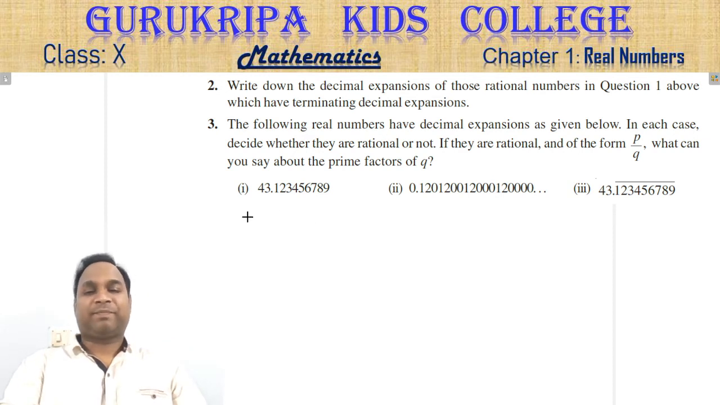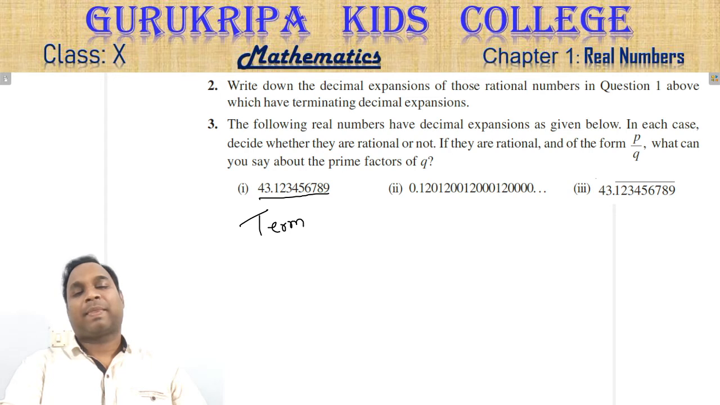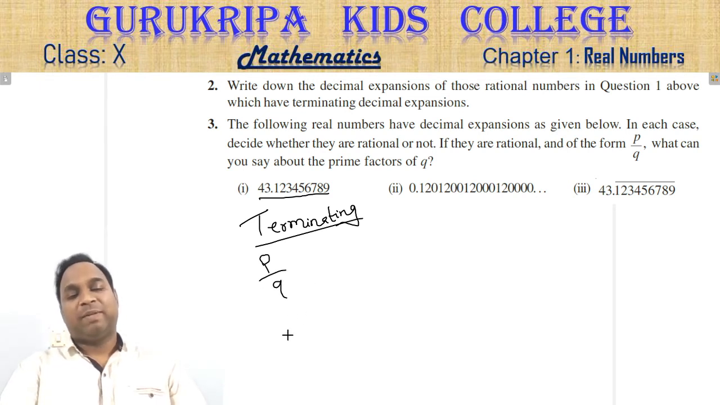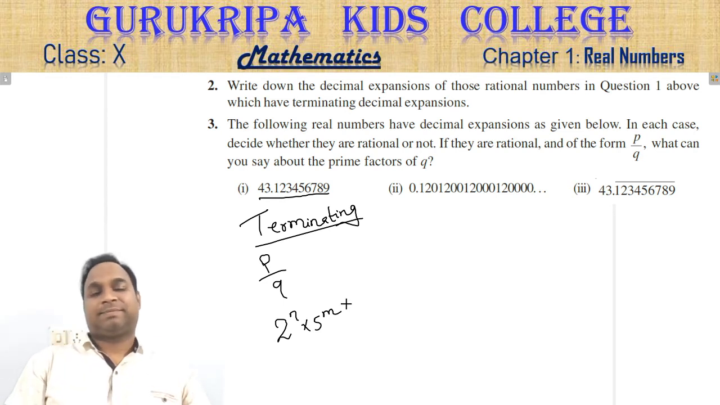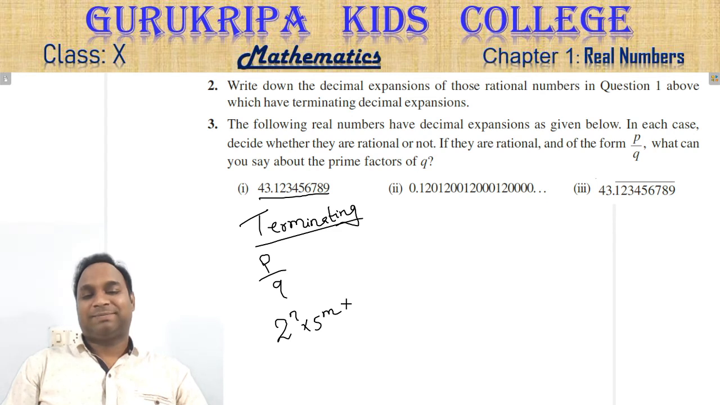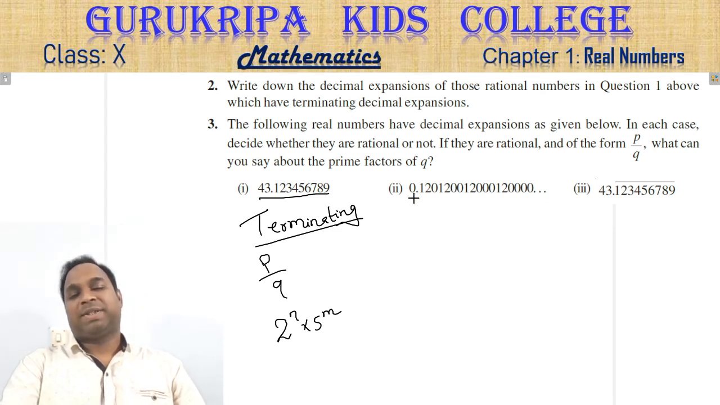So first one, this is a terminating rational number. So here it can be expressed in p by q form. And what will be the prime factorization of q? 2 to the power n into 5 to the power m. Isn't it? This was the first theorem we have learned. Now come to this second question.